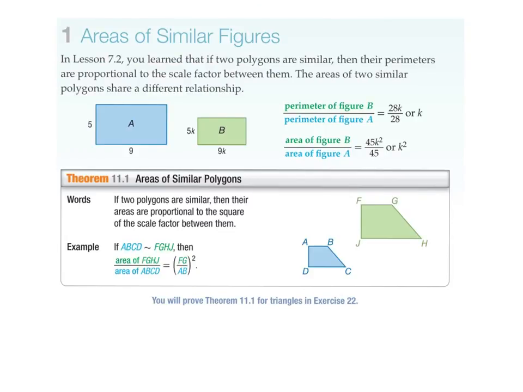Alright, so now we're finding the areas of similar figures. Don't forget similar figures. These two are in proportion. A is 5 and 9, B is 5k and 9k, whatever k is going to be. Let's bring it down to the theorem. If you've got two similar shapes, you put them into ratio and proportion, your fractions again, the area of one over the area of the other. But don't forget, now we're finding the area, so we have to square your numbers.